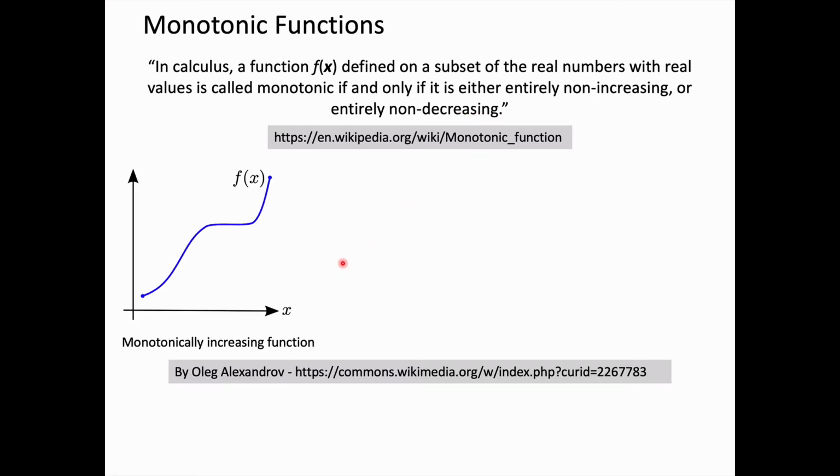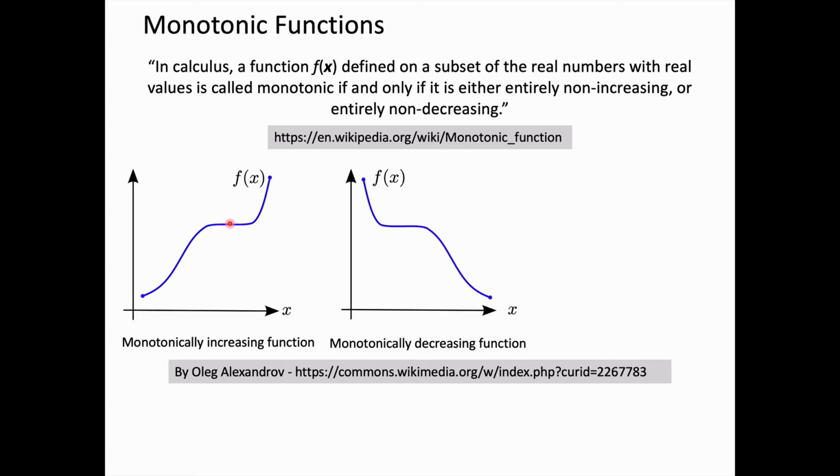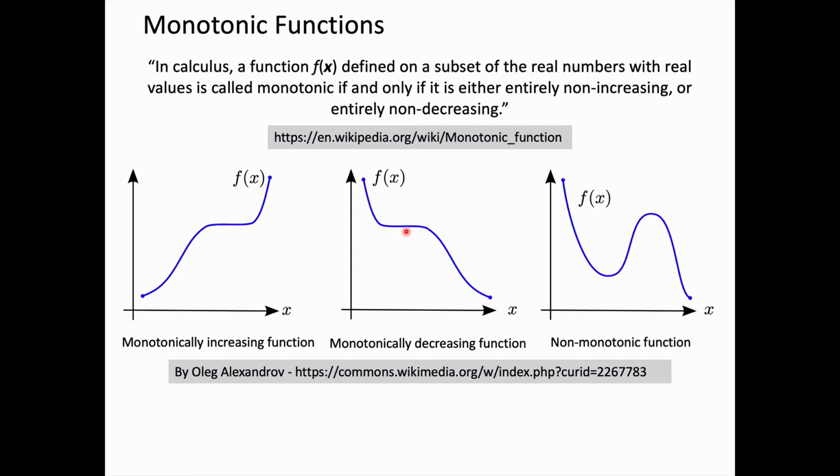Here's a figure from Wikimedia, and this shows a monotonically increasing function. And here, if we have a flat spot, this function is still monotonic. It is non-decreasing, but we do have a spot where it is not increasing. Here we have a monotonically decreasing function, also with a flat spot. And then finally, here's a non-monotonic function where clearly we have downhill and uphill. We can look at the sign of the derivative of this function to determine monotonicity.